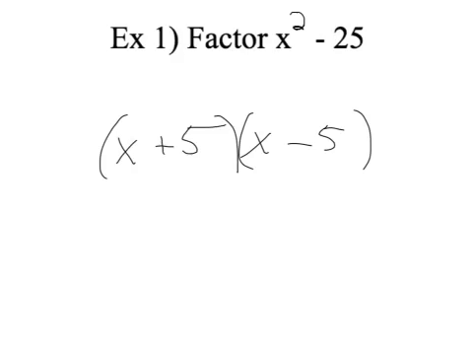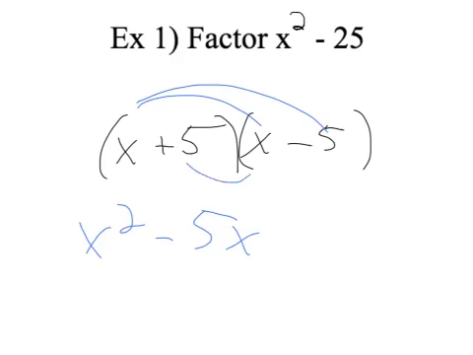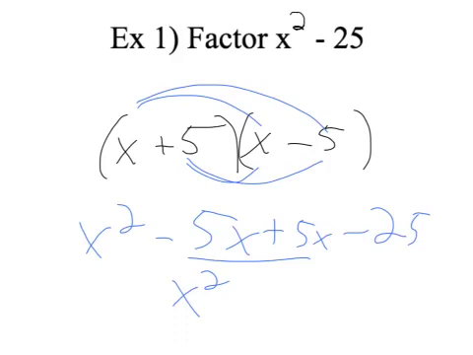If we wanted to check ourselves, we would have to distribute. So distribute twice. Once again, this is just checking, this is not part of the problem. So we would do x times x is x squared. X times negative 5 is negative 5x. And then distribute the 5. 5 times x is positive 5x. 5 times negative 5 is negative 25. Combine like terms. The middle 2 terms, negative 5x plus 5x, is 0. And we just have the negative 25 left. So after we distribute it out, it matches the problem. So therefore, we factored it correctly.